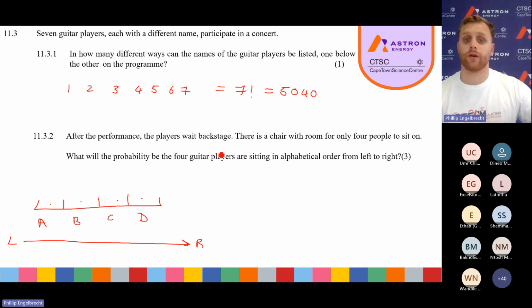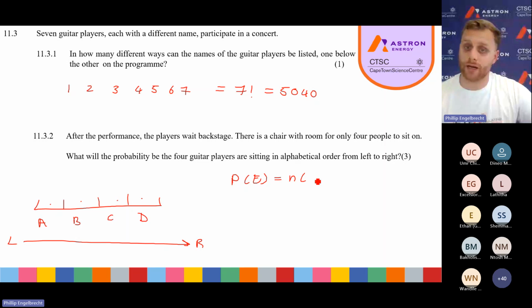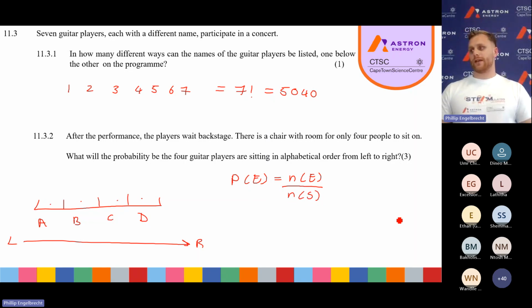Now, remember, the probability that the event occurs is equal to the number of times a certain event can occur, divided by the total number of outcomes, which I'm going to just say is S, all right? So you need to figure out two things. Number one, I first want to figure out, okay, what are the total arrangements that I can make with these 7 guitar players sitting on a chair that only seats 4?